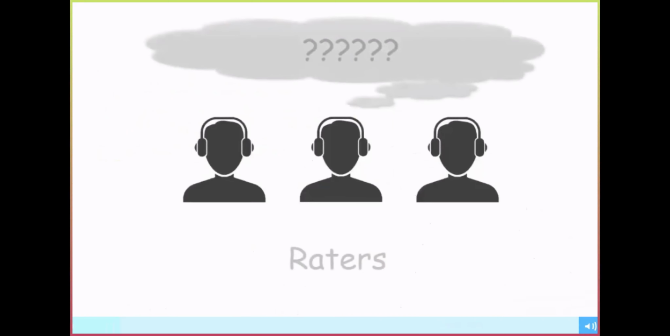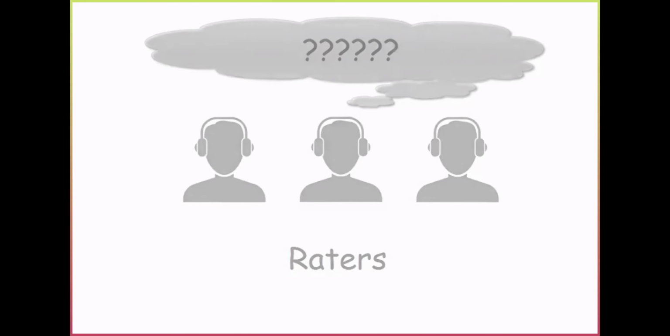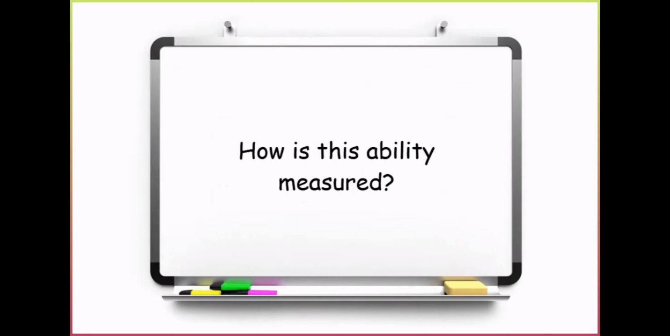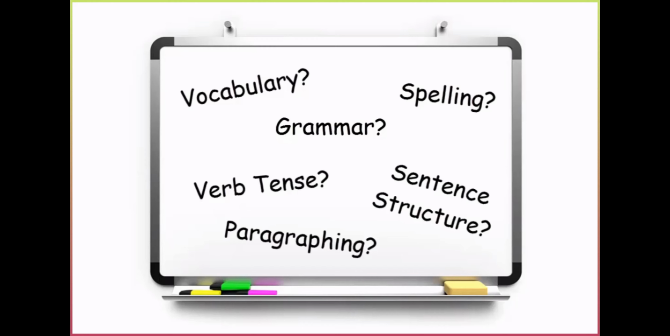You are probably wondering what exactly the raters are looking for on the writing test. Of course, the simple answer is that they are looking for your ability to communicate in English. But what does this really mean? How is this ability measured? What is the most important thing for you to work on? Is it vocabulary, spelling, grammar, sentence structure, verb tense, paragraphing? Well, it's all of these things and more.